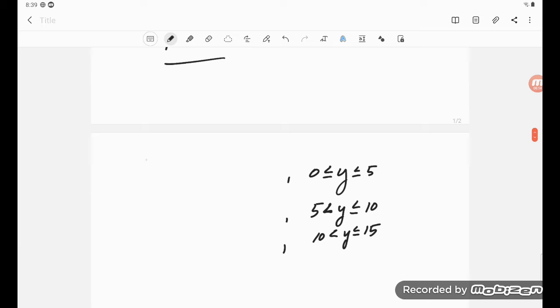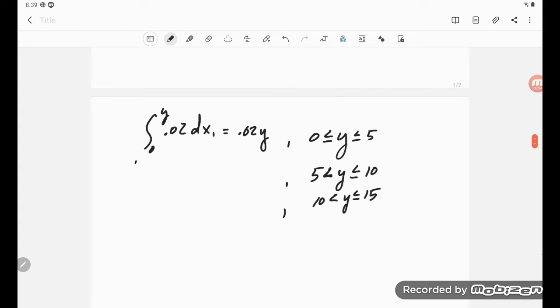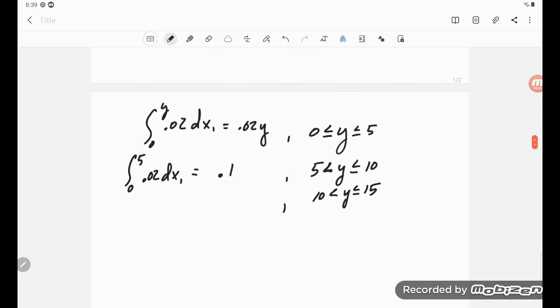0 to y is the first one, so the integral from 0 to y of 0.2 times 0.1, so 0.02 dx1. Now you need to evaluate that to get 0.02y. Then the integral from 0 to 5 of 0.02 dx1 is equal to 0.1. And then what was the last one? Y minus 10 to 5.